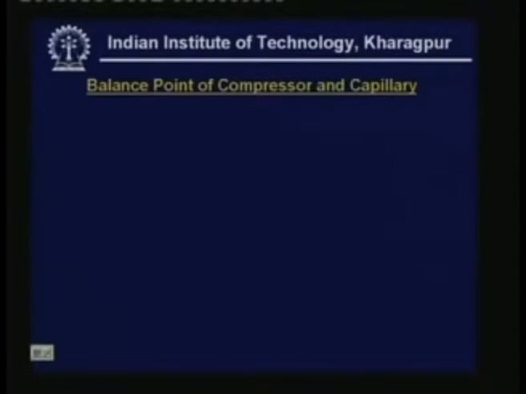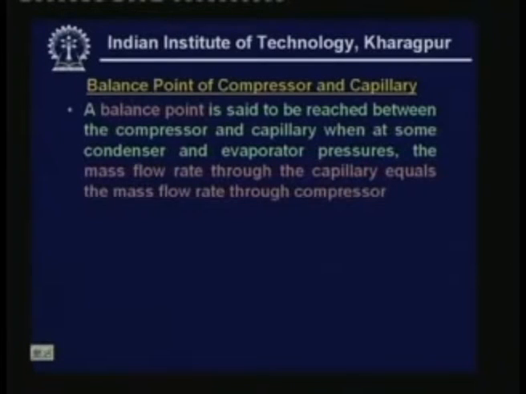So this is one of the limitations of capillary tubes. Now let us discuss an important concept called the balance point of compressor and capillary. A balance point is said to be reached between the compressor and capillary when, at some condenser and evaporator pressures, the mass flow rate through the capillary equals the mass flow rate through the compressor. When you say that the overall system is balanced, what you actually mean is that the flow rate through all the components is the same. For example, the flow rate through the evaporator is equal to the flow rate through the compressor, which in turn is equal to the flow rate through the condenser, which is finally equal to the flow rate through the capillary. Under this condition you say that the system is balanced.